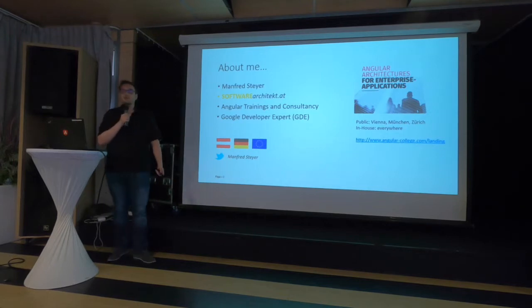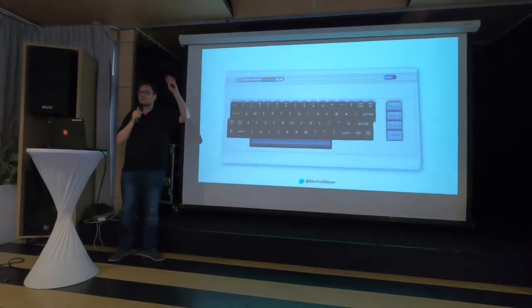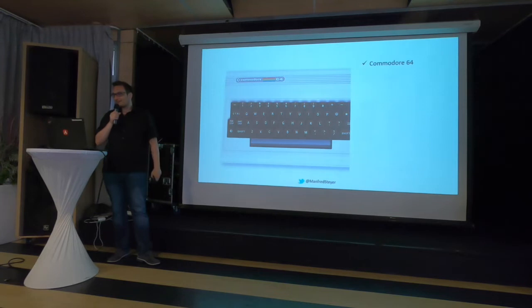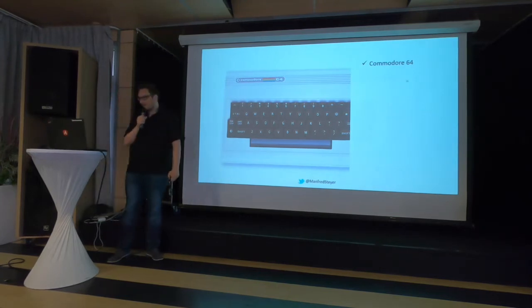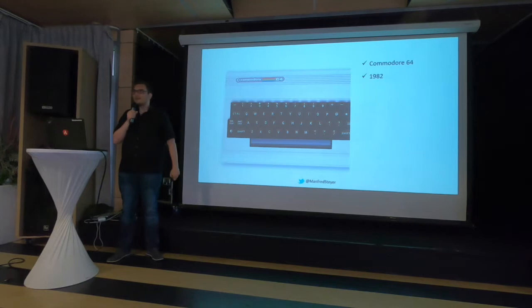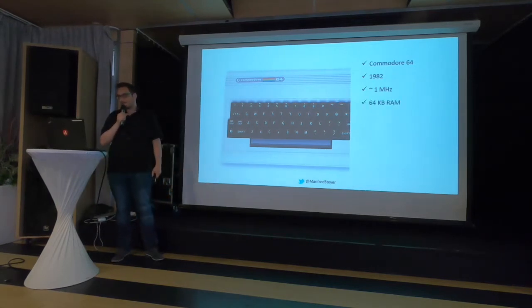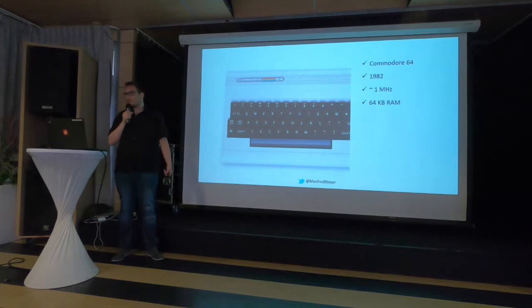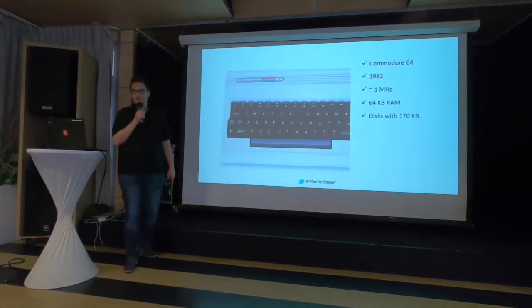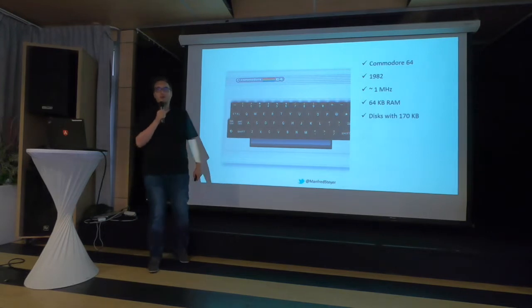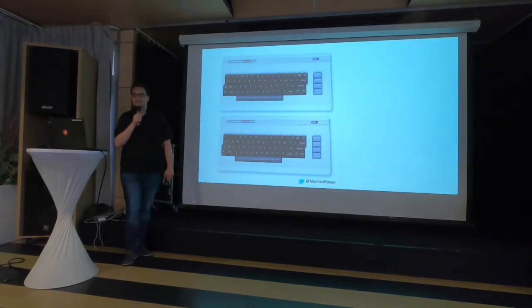And today I want to start with a picture. Who knows this machine? Yeah, some of you, very nice. This is a Commodore 64, the hero of my childhood. It was published in 1982 and it has about 1 megahertz, so it is not the fastest machine on this planet. It has 64 kilobytes of random access memory, which is also not much, and it has disks with about 170 kilobytes. And when you wanted to have a dual-core version of it, it looked like this.